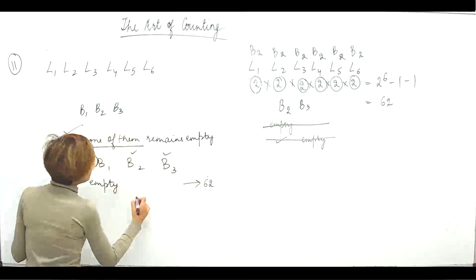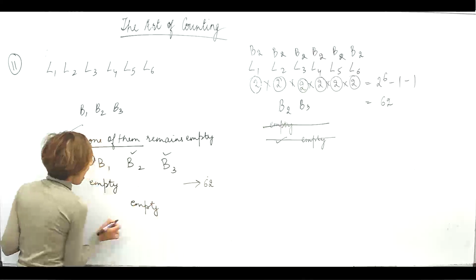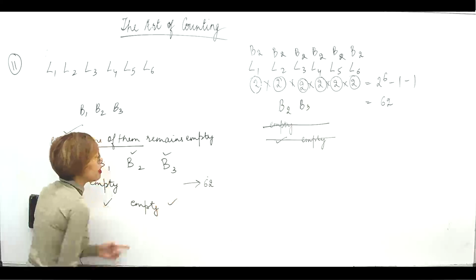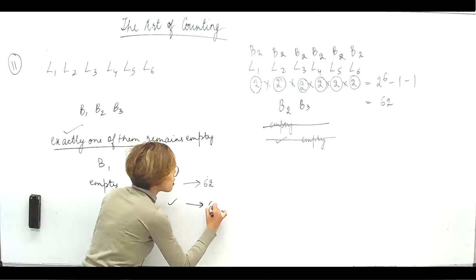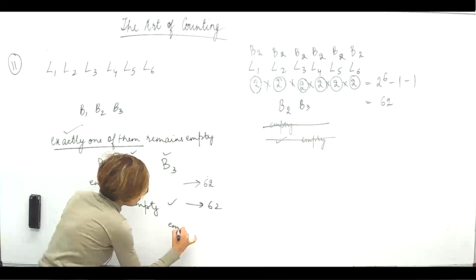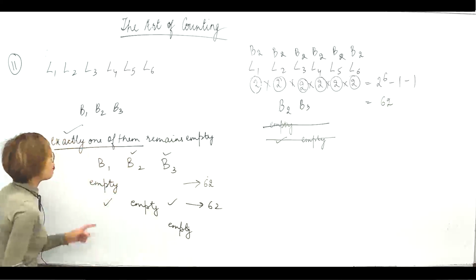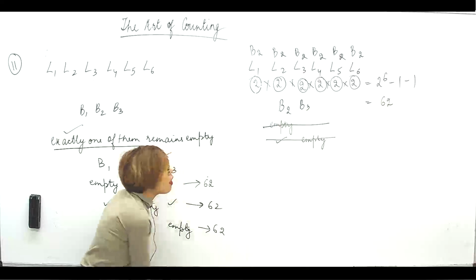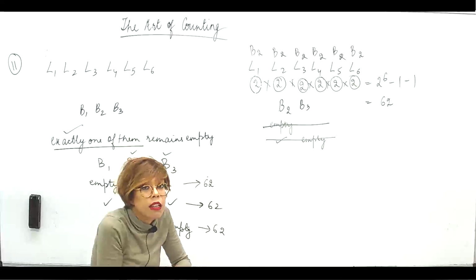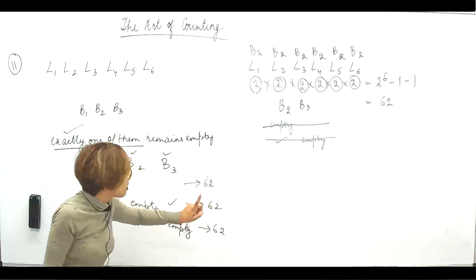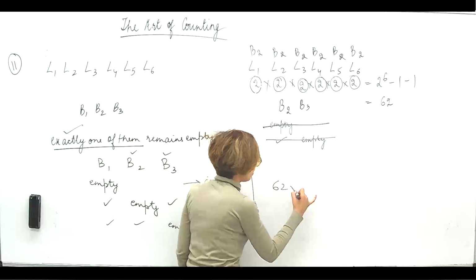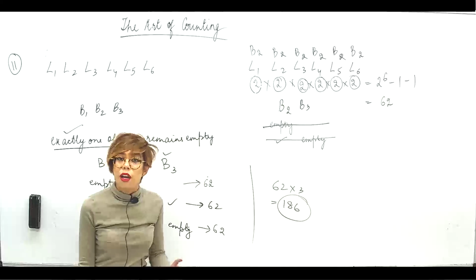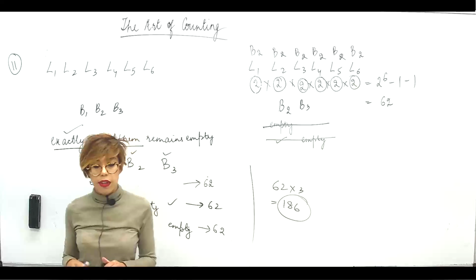Okay. Now, what if B2 is empty? How many ways of putting these 6 letters into B1 and B3? Absolutely right, that must be 62. And suppose B3 is empty. Number of ways of putting these 6 letters in B1 and B2 will be 62. Now, I need the total number of ways of putting the letters. That is 62 plus 62 plus 62, which is nothing but 62 into 3, which is 186. Which is your answer.